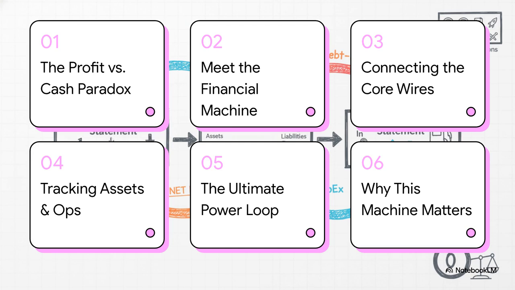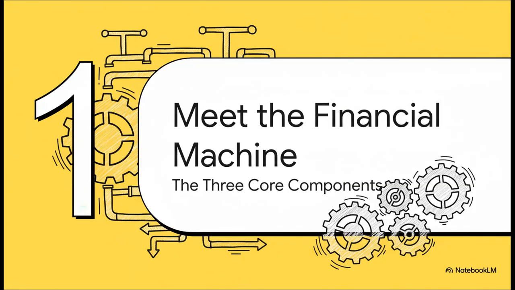Okay, so here's our game plan. We're going to meet the three core parts of what I like to call our financial machine. We'll see how they're all wired together, track some of the key moving parts, tackle, let's call it, the ultimate power loop. And then, finally, we'll see why this machine is one of the most powerful tools out there for financial analysis. You know, the best way to think about the three financial statements isn't as separate documents, but as one single, integrated machine. Every part has its own job, but, and this is the key, none of them can work right without the others.